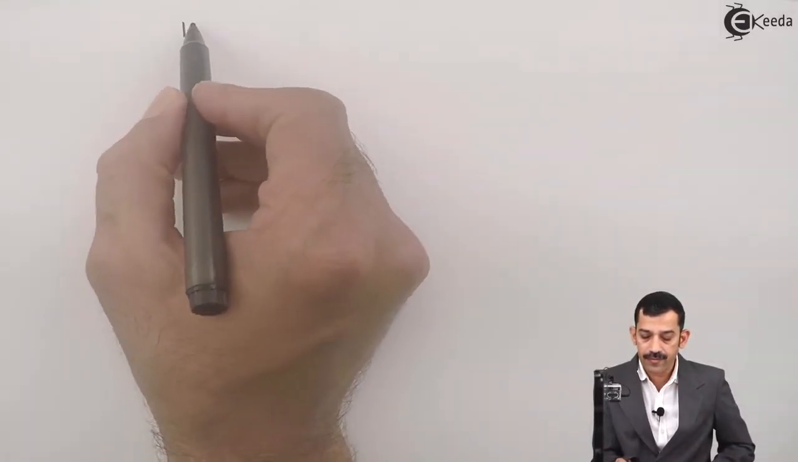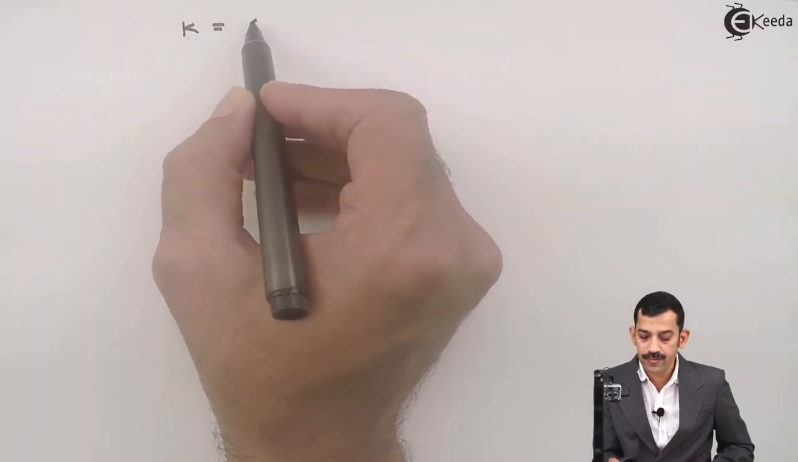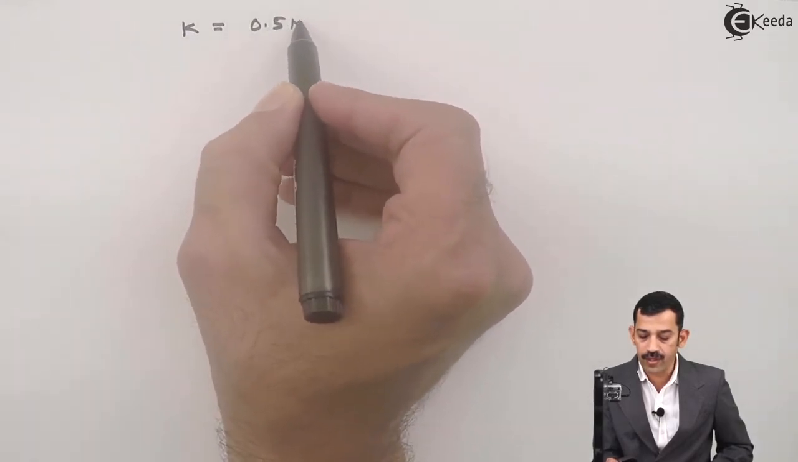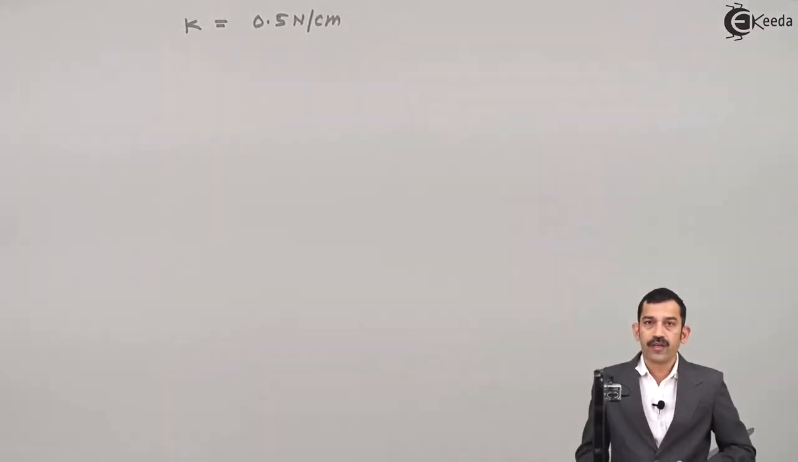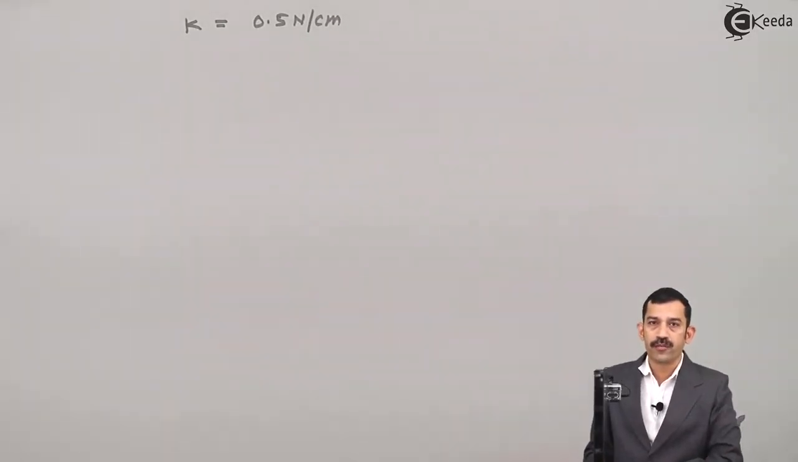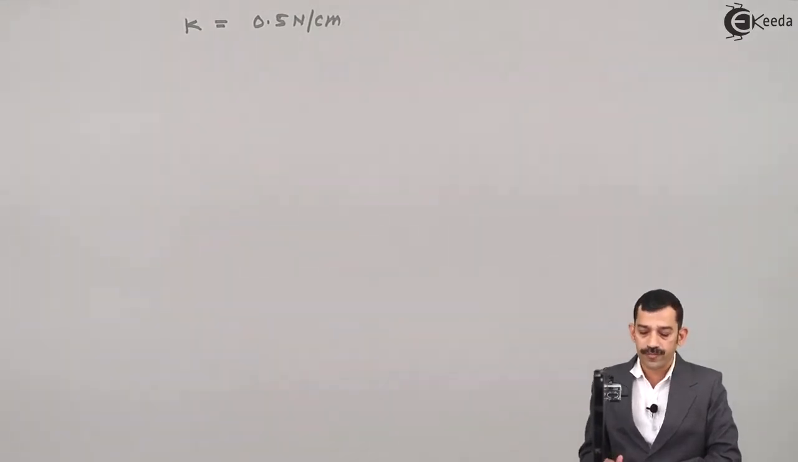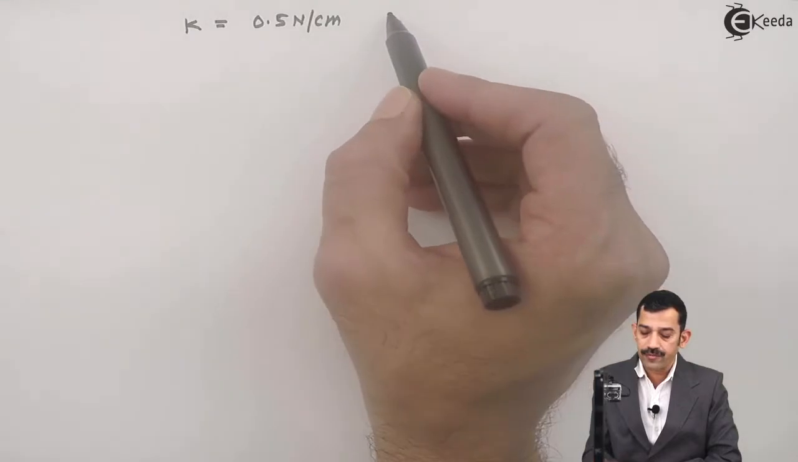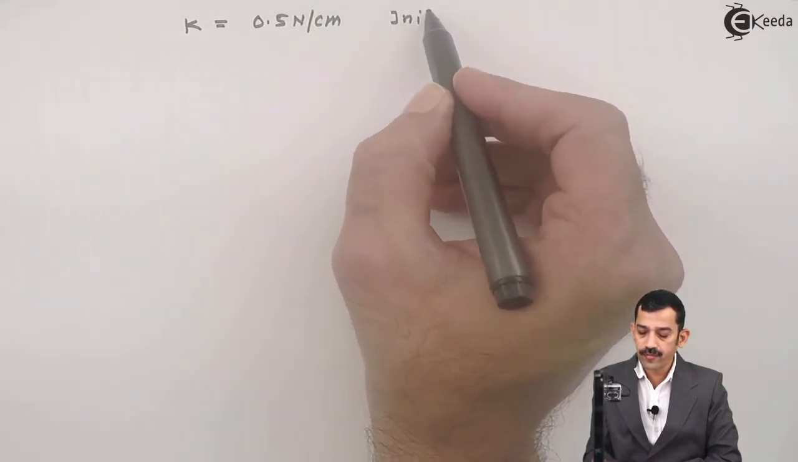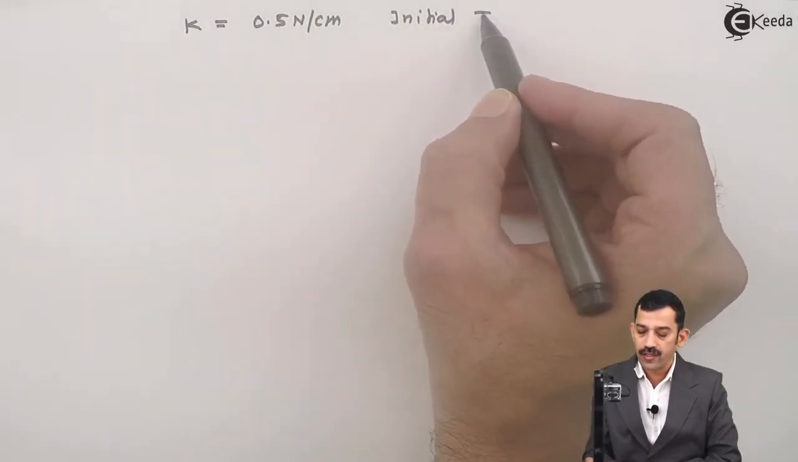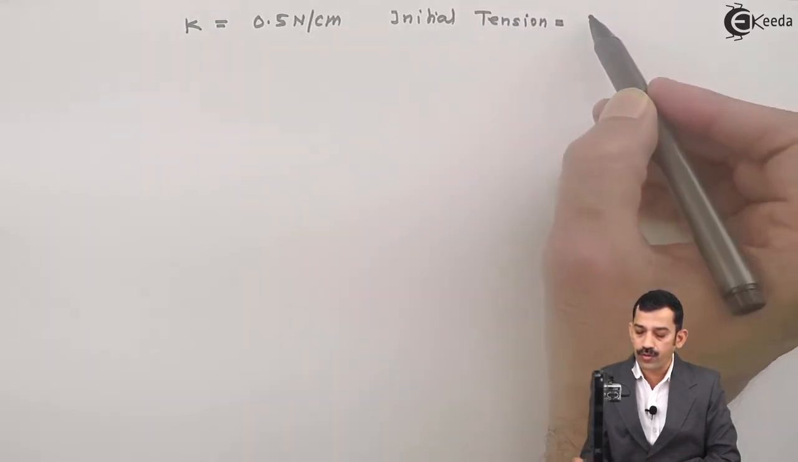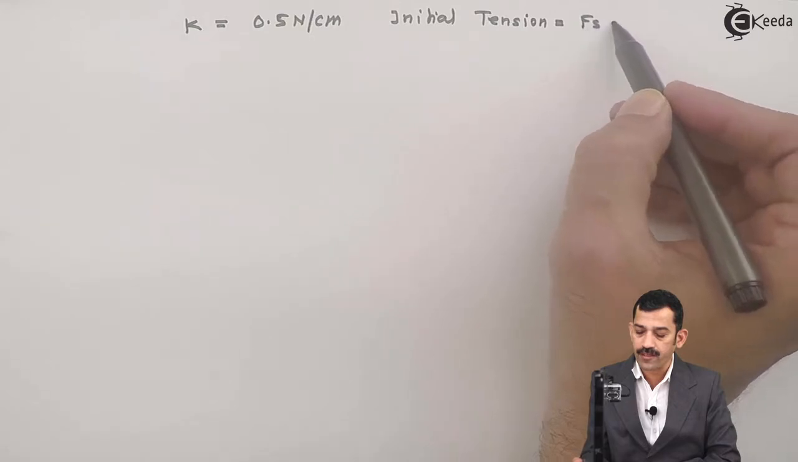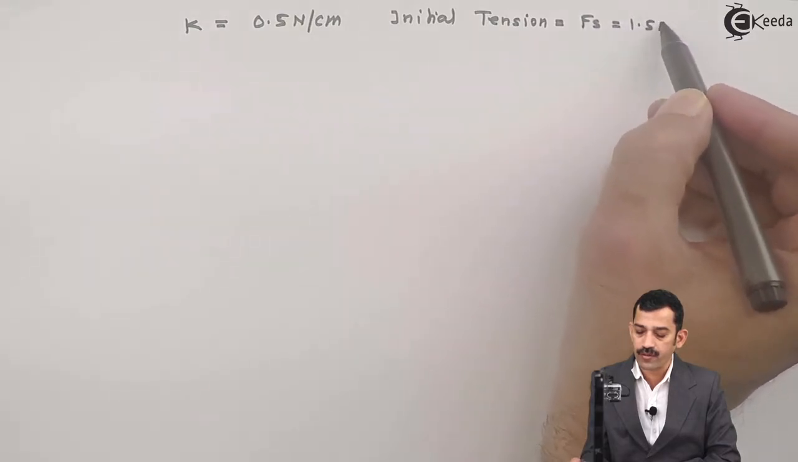The value of K, the spring constant, is 0.5 Newton per centimeter. What is the meaning of this? When deformation of spring is 1 centimeter, then the spring force developed is 0.5 Newton. And the initial tension, what is given in the problem? This initial tension developed in the spring is also the spring force Fs equal to 1.5 Newton.